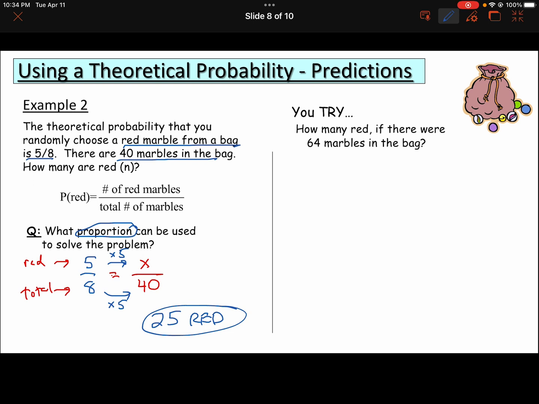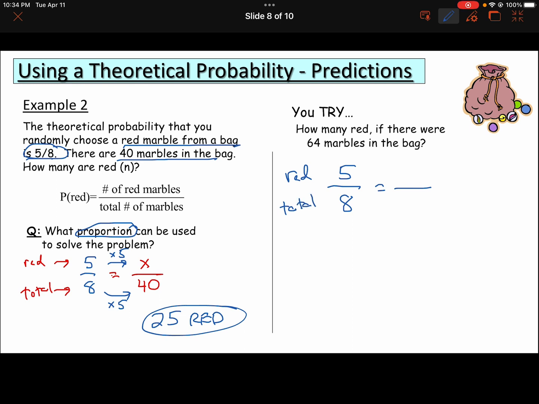All right, so how many red would there be? As we try over, it says you try. How many red would there be if there's 64 marbles in the bag? So once again, we're going to use the probability that we started with, which was 5 out of 8. Once again, labels are helpful. This is the number of red. This would be the total.